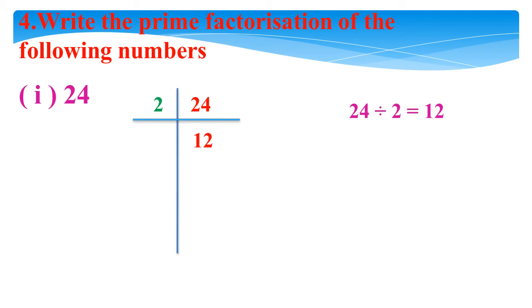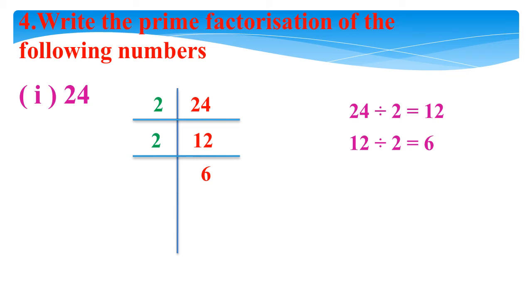12 is an even number, so 12 is divisible by 2. Now we write 2 to the left of 12. 12 divided by 2, we get 6. So we write 6 below the 12.